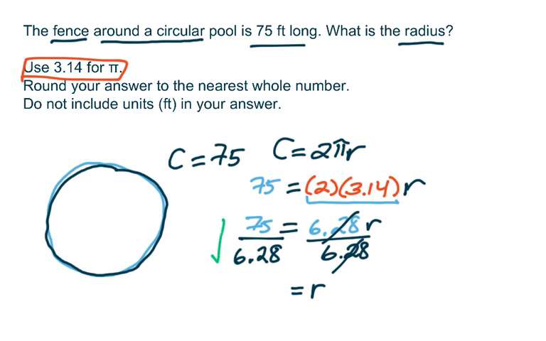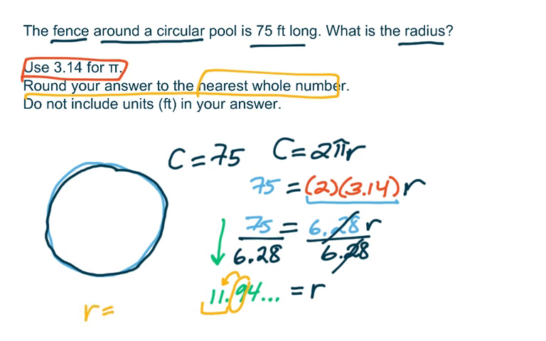I'm also going to divide, just like we read from top to bottom, I'll divide from top to bottom. 75 divided by 6.28 gives us 11.94, and it keeps going from there. We are asked to round our answer to the nearest whole number. So when we do that, we're going to look at the 11 that's here, the 9 that comes after, and that tells us that we should round up, giving us radius equal to 12.